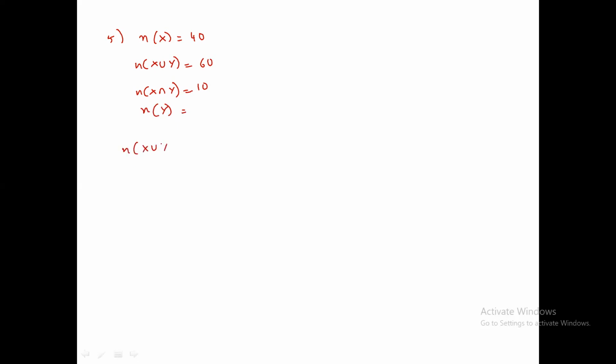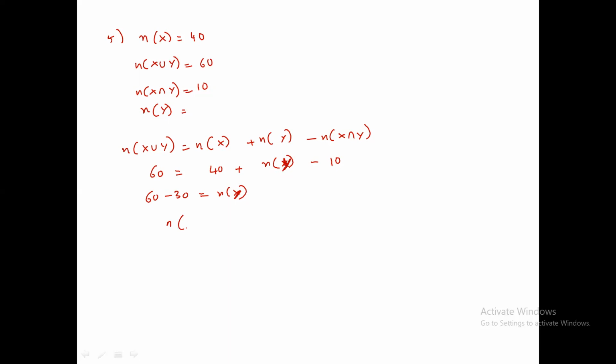So N of X union Y is N of X plus N of Y minus N of X intersection Y. N of X union Y is 60. N of X is 40. N of Y we don't know. N of X intersection Y is 10. So I can say 60 minus 30 will be N of Y. So number of elements in the set Y is 30.